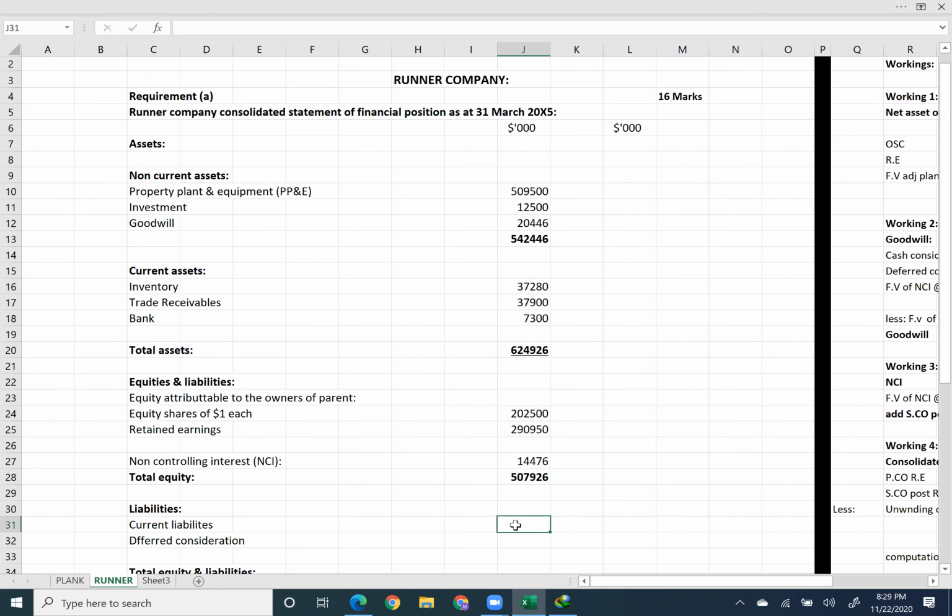Now in current liabilities, there are trade payables. Yes, and don't forget the cancellation. Parent company's trade payables is 81,800. The subsidiary company's trade payable is 17,600. Now wait. I hope you remember there was an intercompany cancellation of 3,400 of the parent company's payables. Okay, so that's your total 96,000.